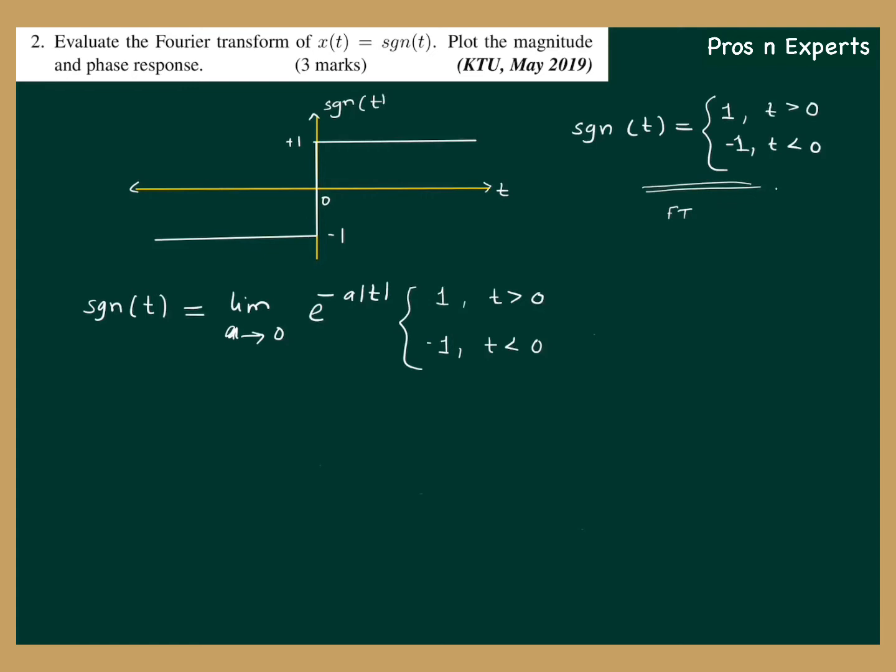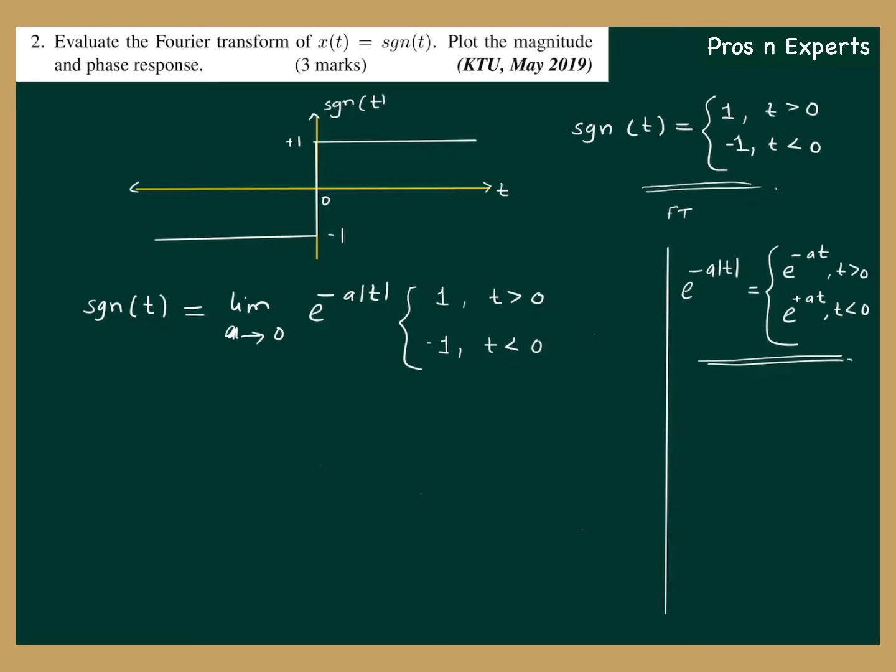Now let me remind you what e raised to minus a mod t is. Actually, I can write somewhere else here. This is rough space. So e raised to minus a mod t is equal to e raised to minus a t for t positive and e raised to plus a t for t negative. Again, this was dealt with in some problems in the part A videos. So this is the definition for e raised to minus a mod t. Now I'm using this result in developing this equation.